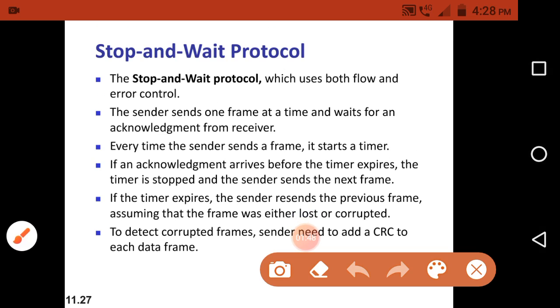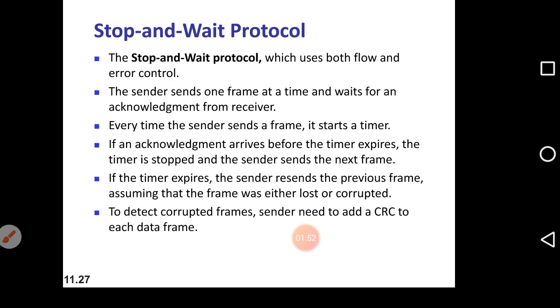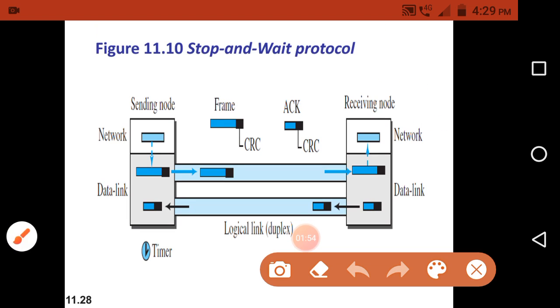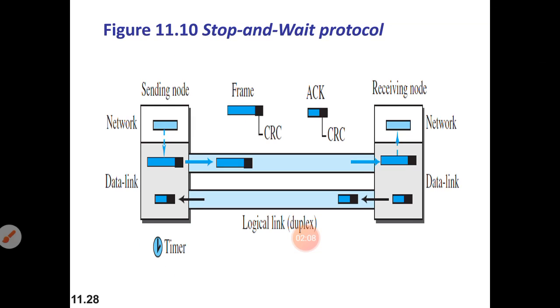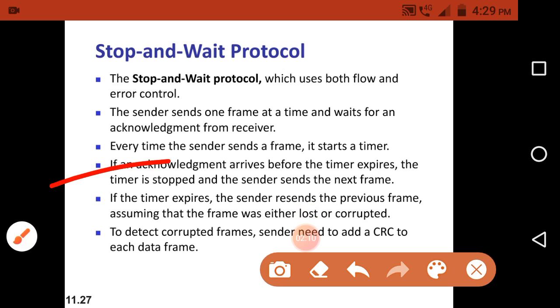The second point is that every time the sender sends a frame, it starts the timer. At the time of sending each frame, the sender will start the timer. And the third point is, if an acknowledgement arrives before the time expires, then the timer is stopped, and the sender sends the next frame.